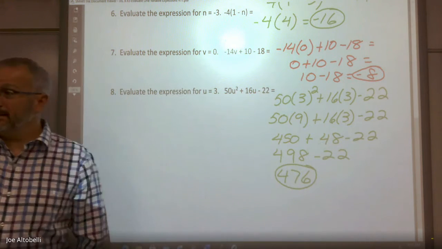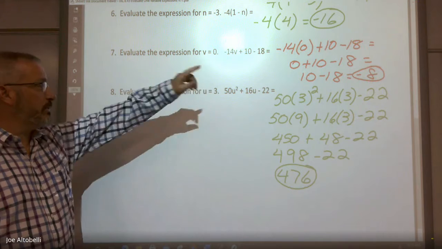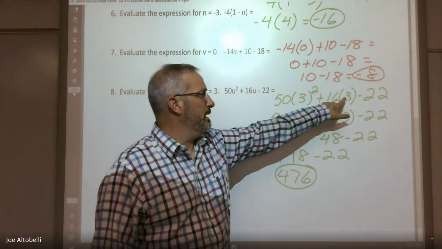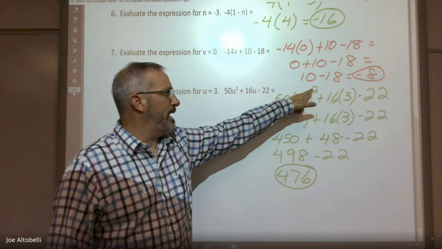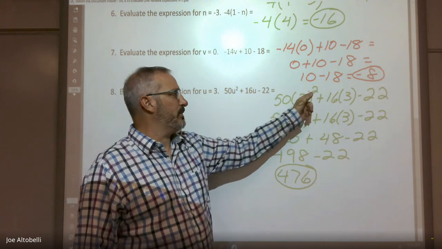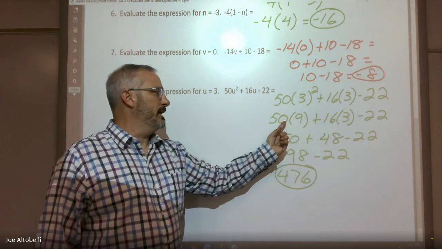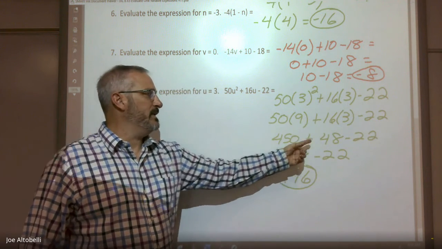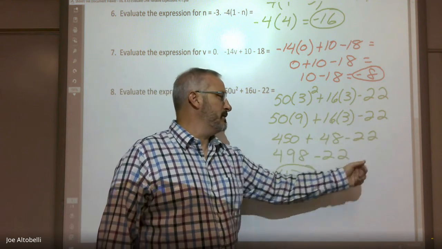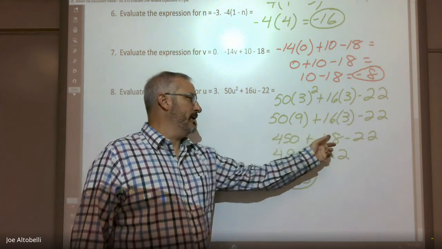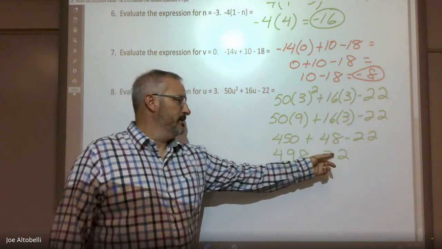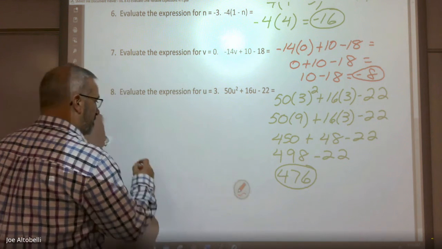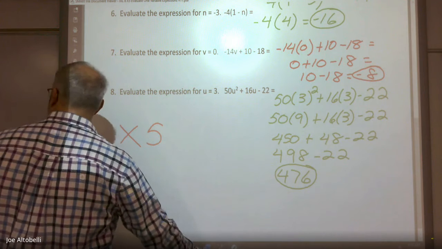$476. Anybody? Anybody? Awesome. I got it right. All right. So we're going to substitute the 3 in for the u. So the u and the u. Substitute the 3 in. I have to do the exponent first. So 3 times 3 is 9. And then I do my multiplying next. So I get 450, 48 with the minus 22. Add, working left to right, 498. Subtract the 22, 476. Questions?